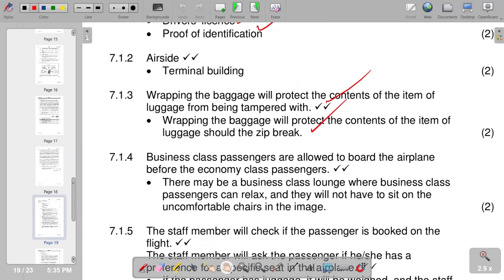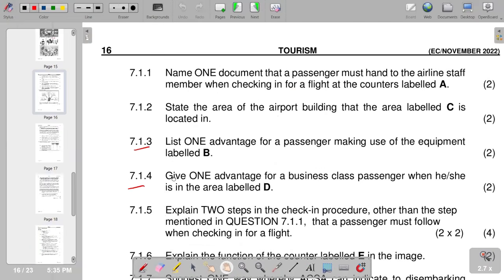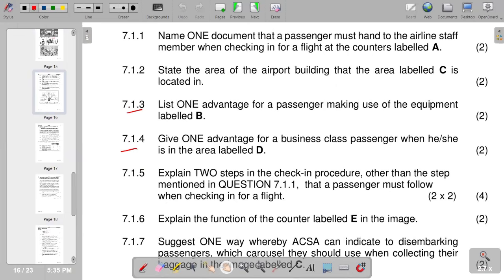Then moving on to the next part, 7.1.5. Explain two steps in the check-in procedure, other than the step mentioned in question 7.1.1, that a passenger must follow when checking in for a flight. 7.1.1 is the handing in of your identity document. So other than that one, they need two steps in the check-in procedure. So what are the steps that we have?